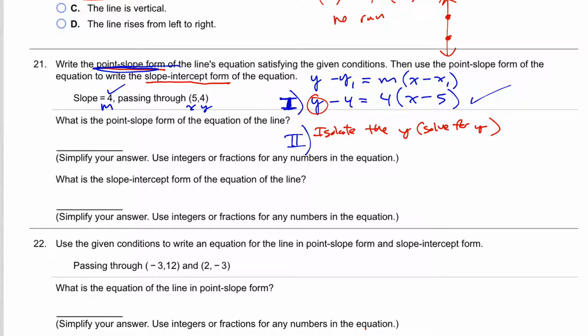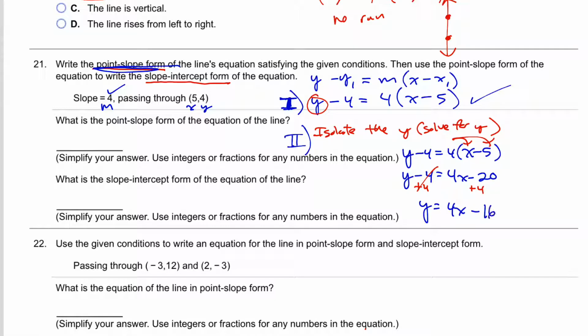So we're going to distribute. So let's get these rewritten here. We're going to distribute the 4. And then we're going to add 4 to both sides. And now we're done with part 2. Okay, so part 1 and part 2.